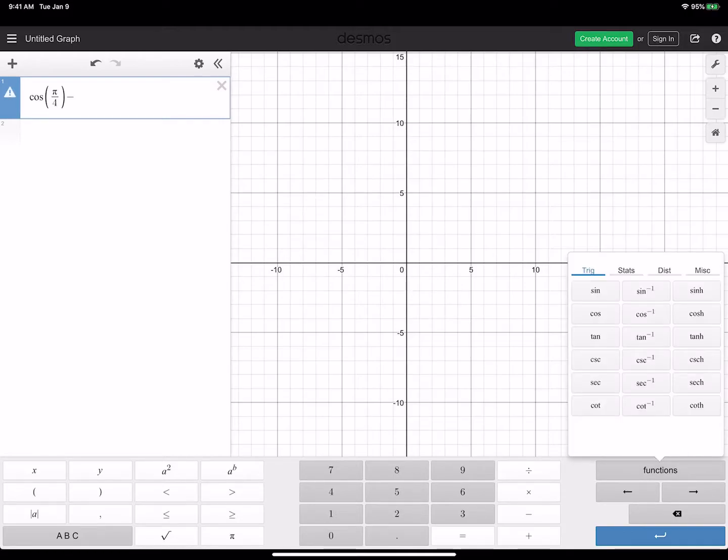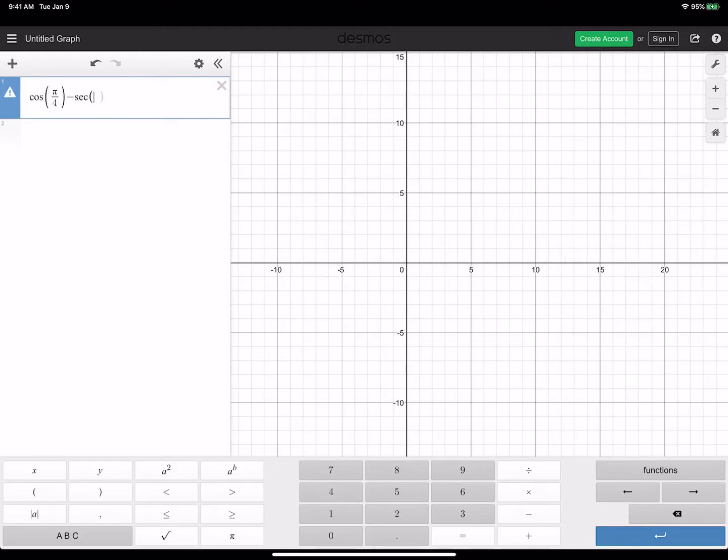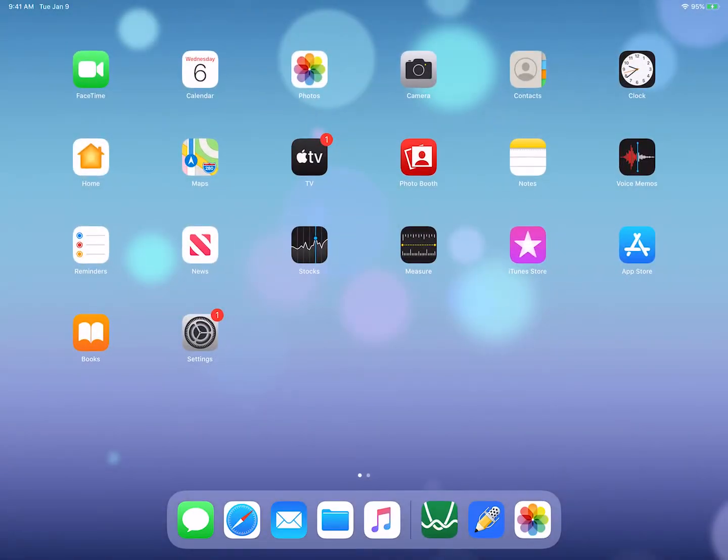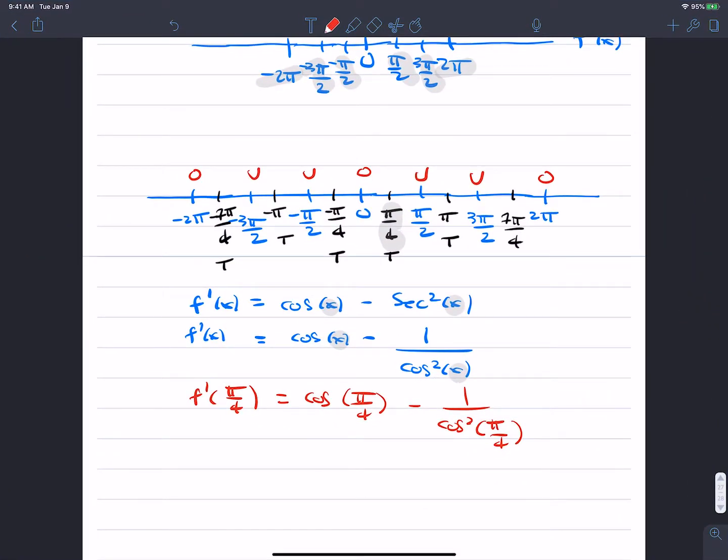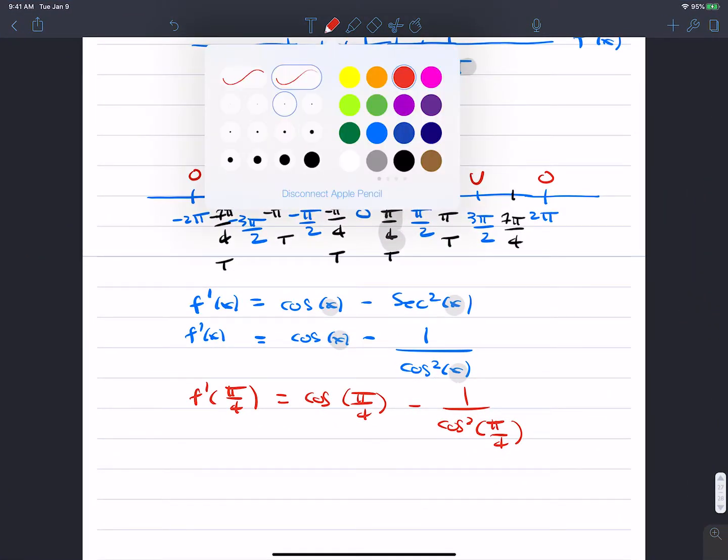Minus, and I'm going to find my secant curve here. Secant of what? Yeah, it'll be secant squared. So let's go back here and let's see if that works. And we'll put pi over 4 again. Pi divided by what? 4. What do you guys get? Negative. It's negative, is that right? So we're going to have a negative region there. Negative 1.2928. Okay. The point is, this is negative.